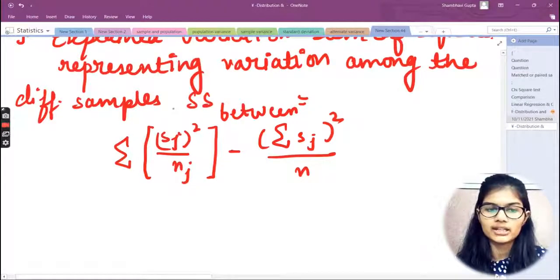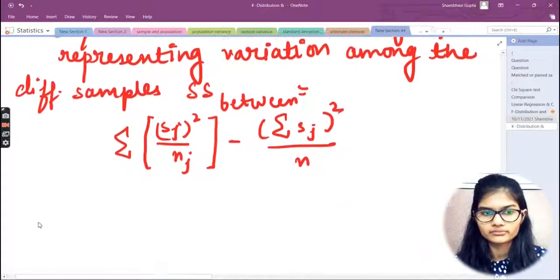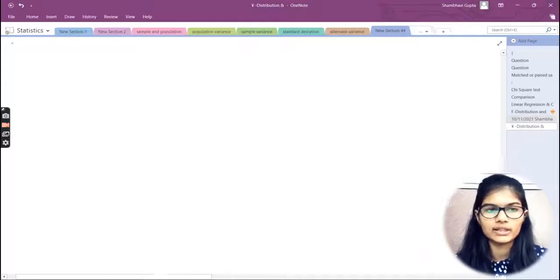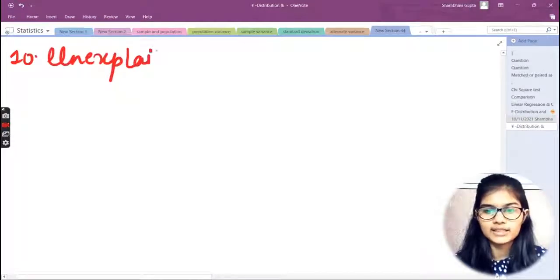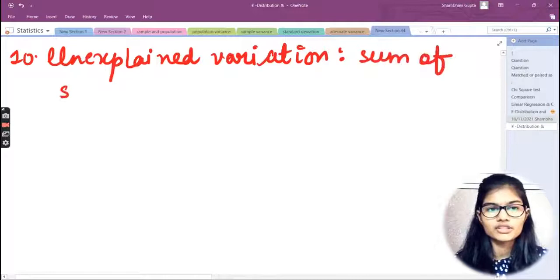What about the unexplained variation? The number which I had mentioned above was number 9. Now it goes to number 10 here. That's the unexplained variation. Now, what is that actually, unexplained variation? It is a sum of squares.